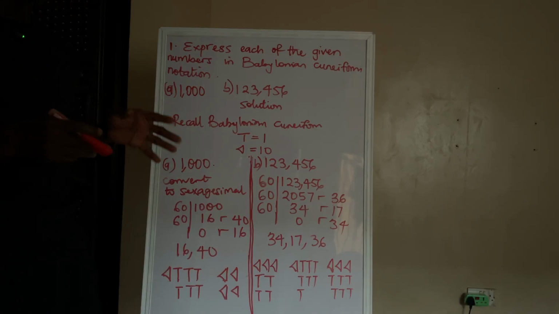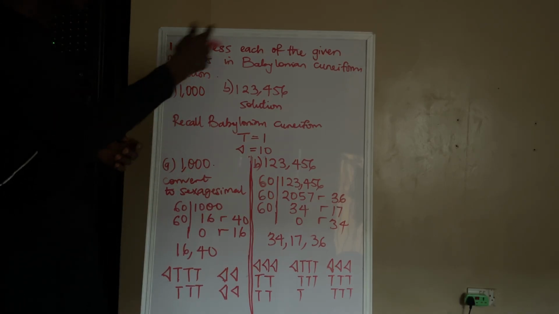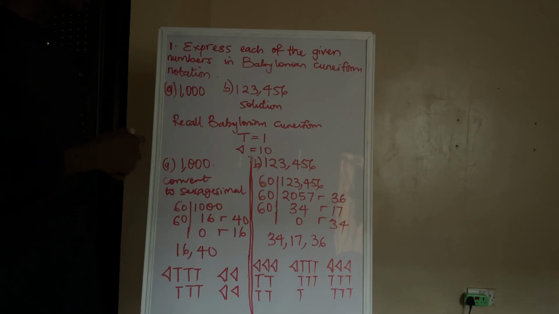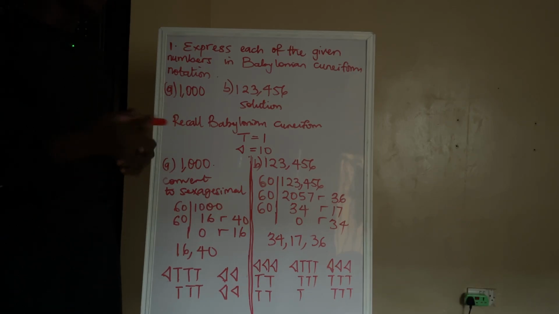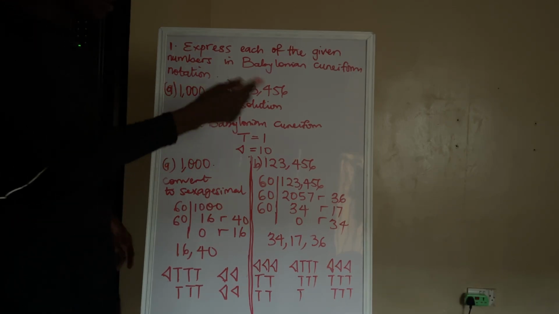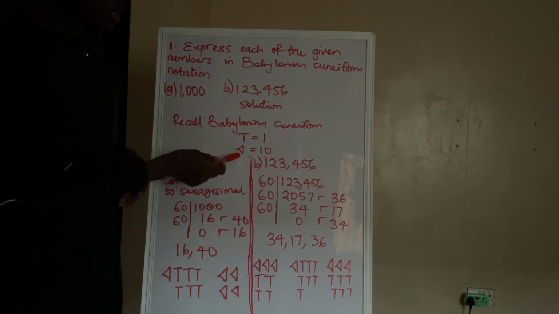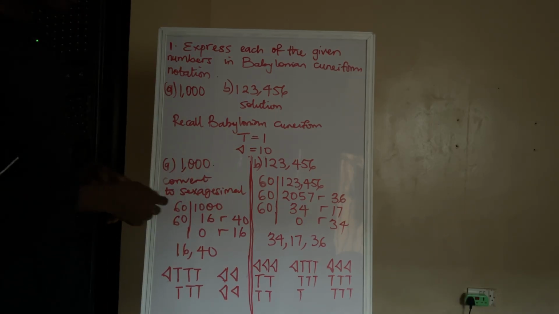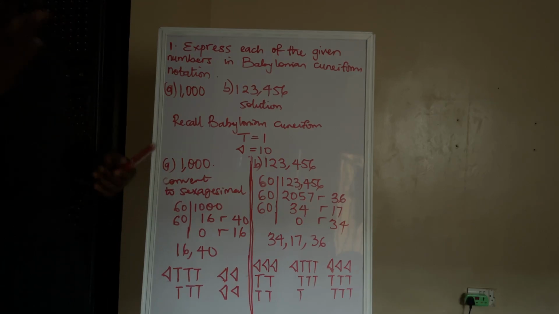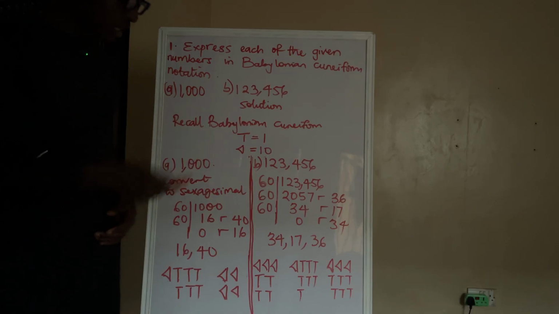So in this video, we're going to be covering two things: how to express things in Babylonian cuneiform notation, and also how to convert numbers from decimal to sexagesimal, because Babylonian cuneiform is always in sexagesimal. That's why we have only 10 and 1, because it cannot exceed 60. So you cannot get to like 100 or something like that. So let's start with the first one, 1,000.